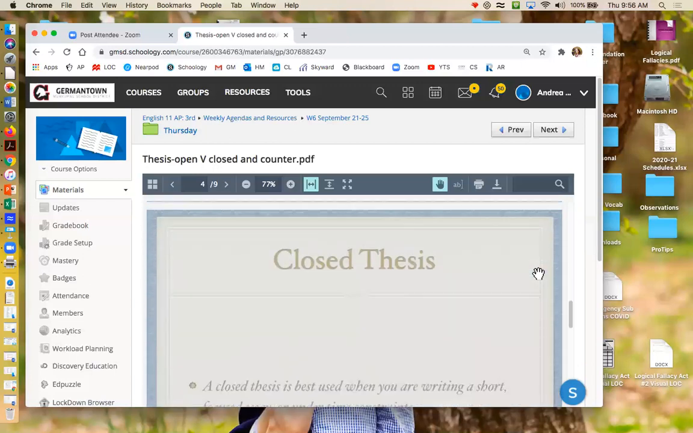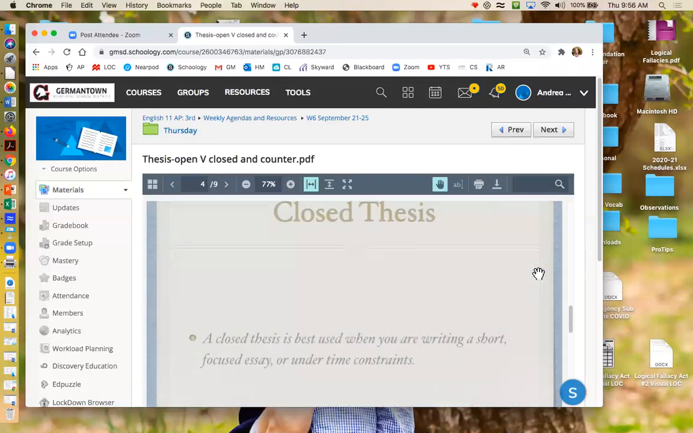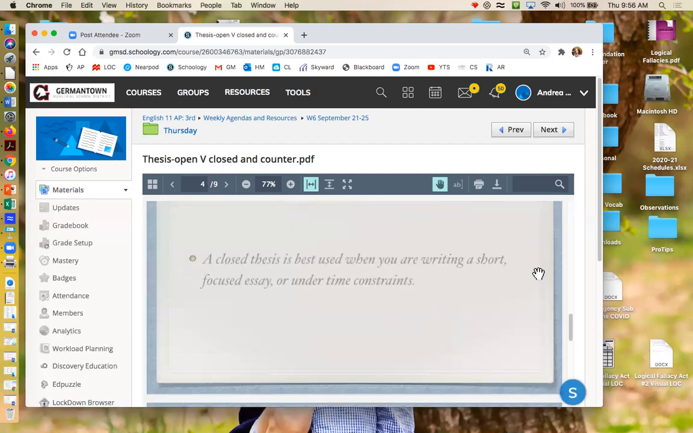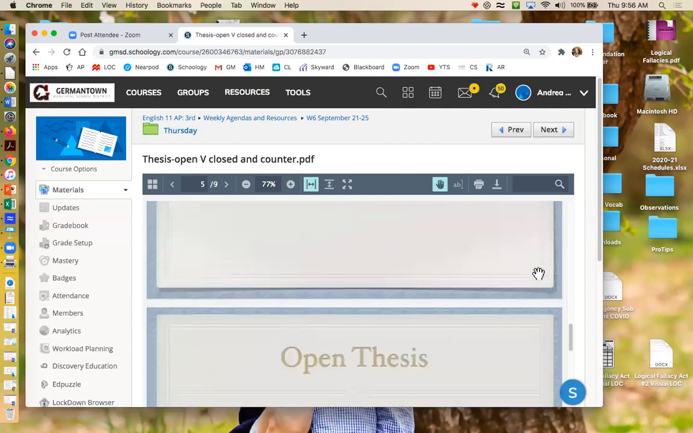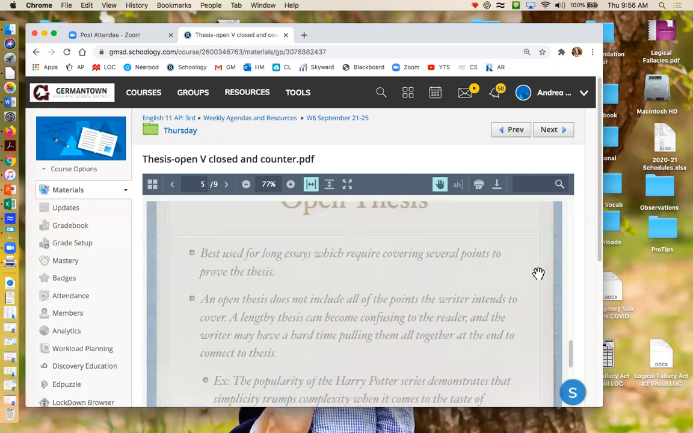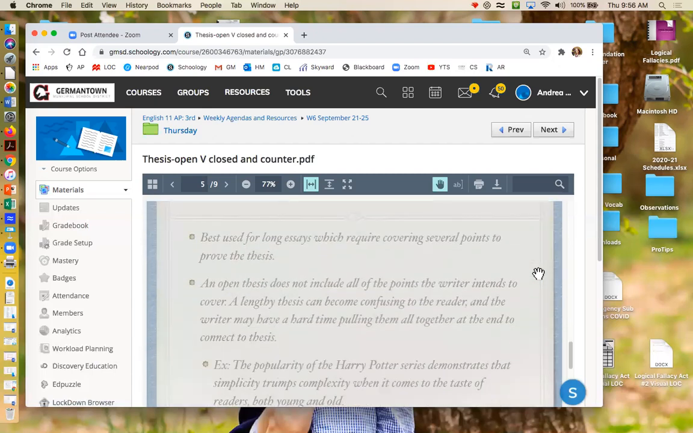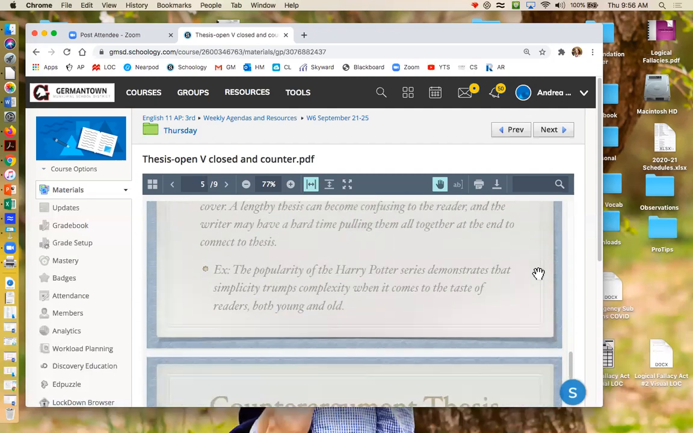Next is the reason why closed thesis statements are good. Again, if you're writing a short focused essay under time constraints, and that's exactly what we're doing in AP Language when we take that test. All right, the open thesis statement is broad. It's generally meant for longer pieces. If you put a direction in it, it would make it really clunky and long.